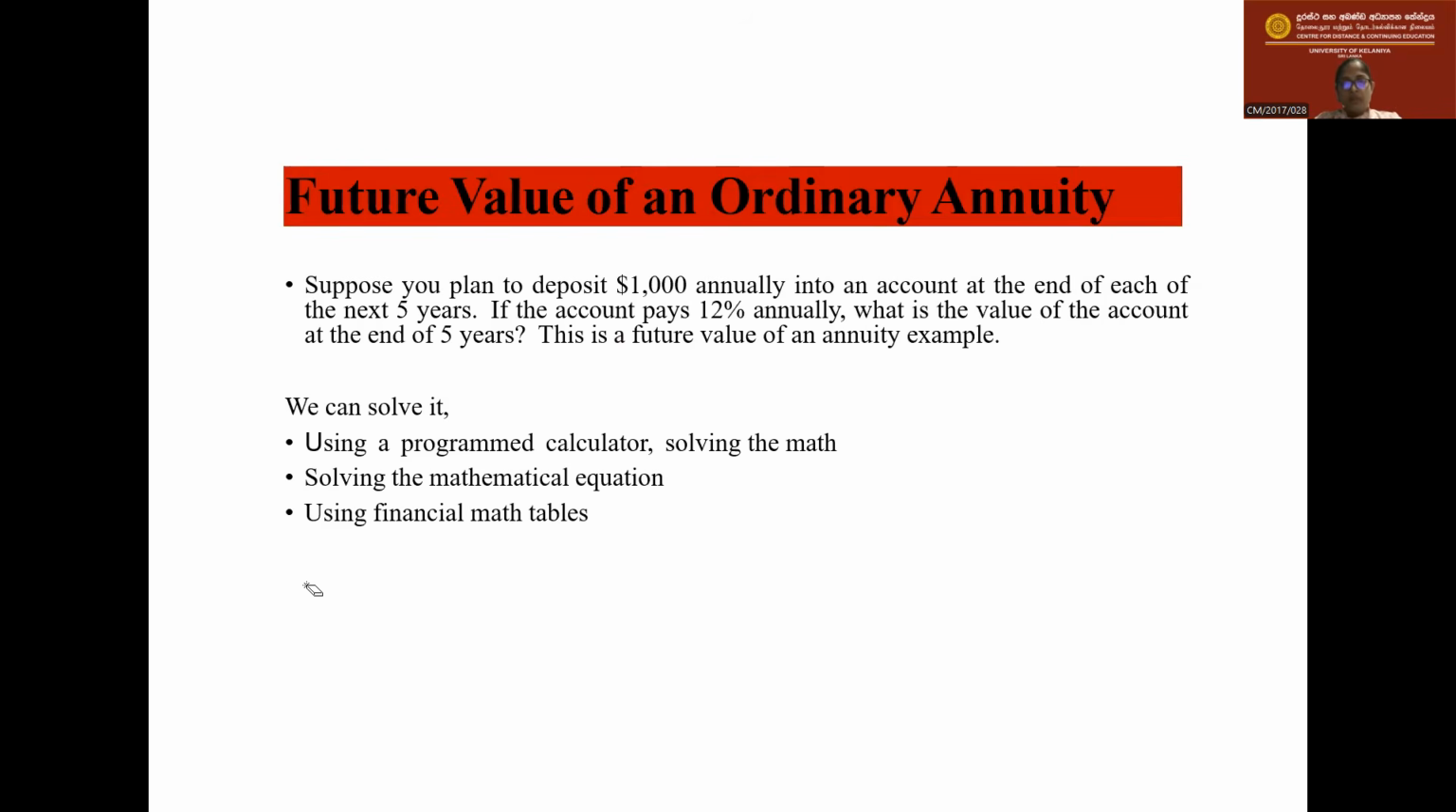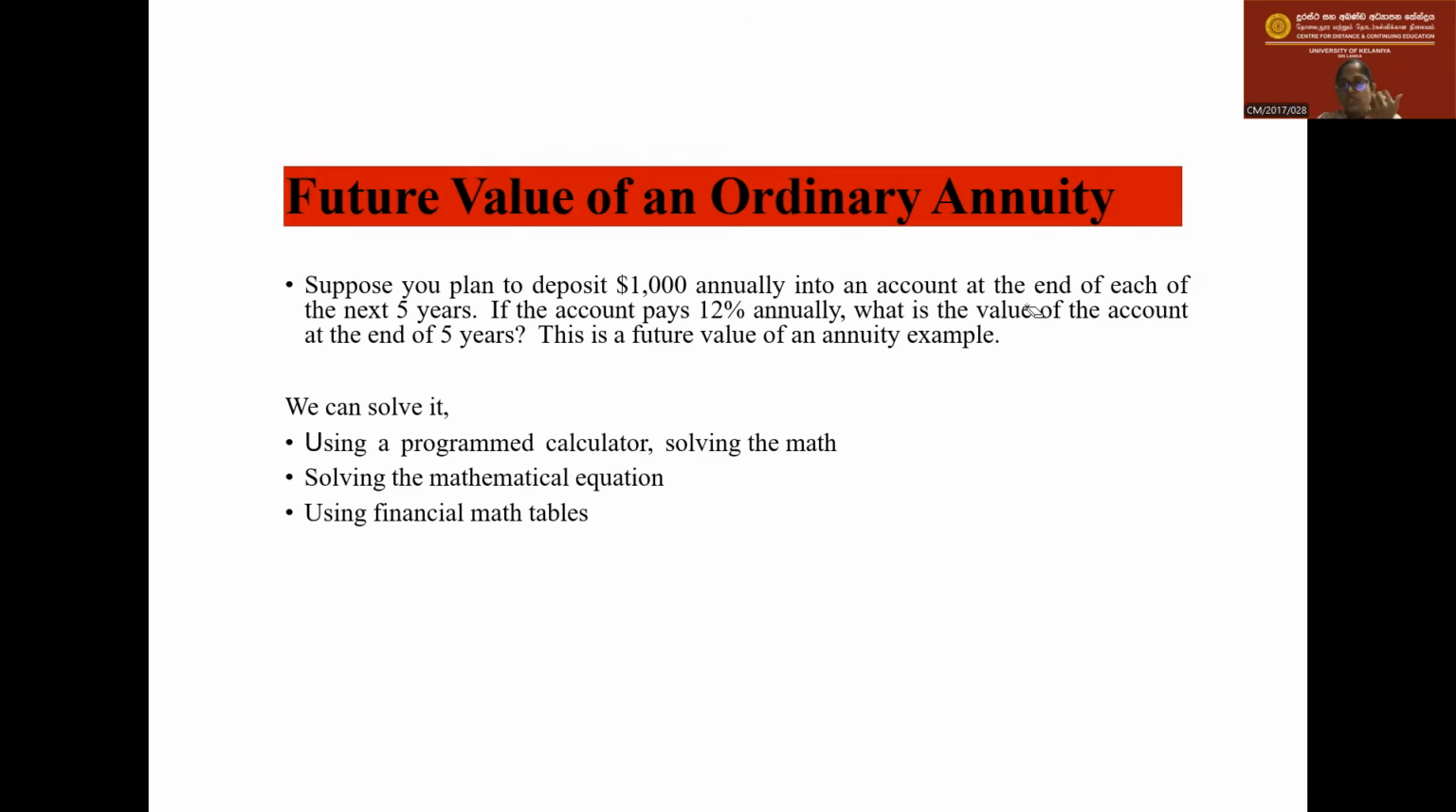Look at the example, future value of an ordinary annuity. There is an example which is given as a sum. Suppose you plan to deposit 1,000 annually into an account. Each and every key term has a meaning. At the end of each of the next 5 years, here the hint is there at the end, right?